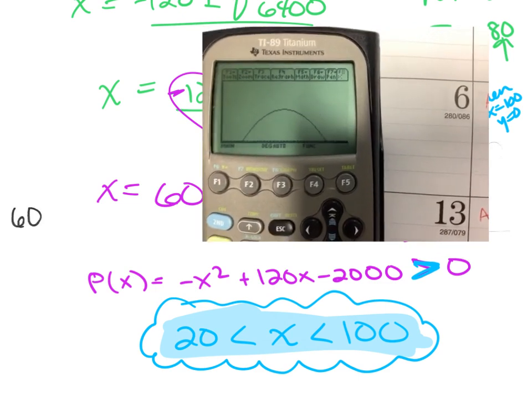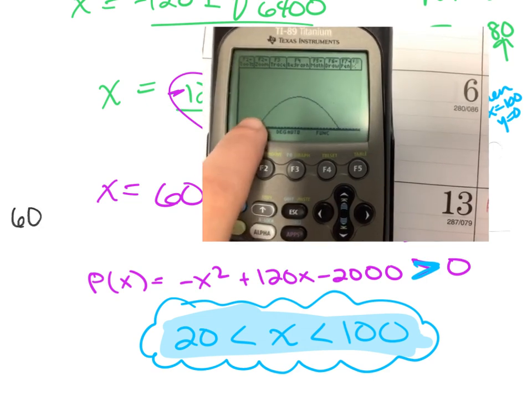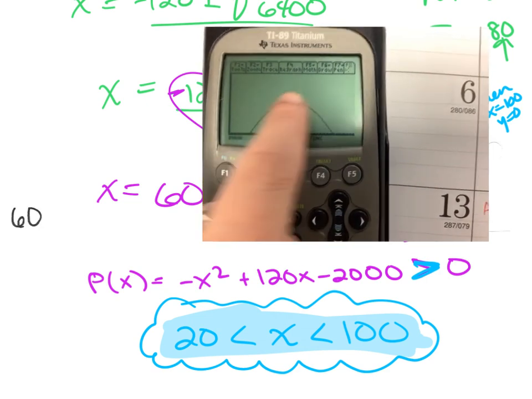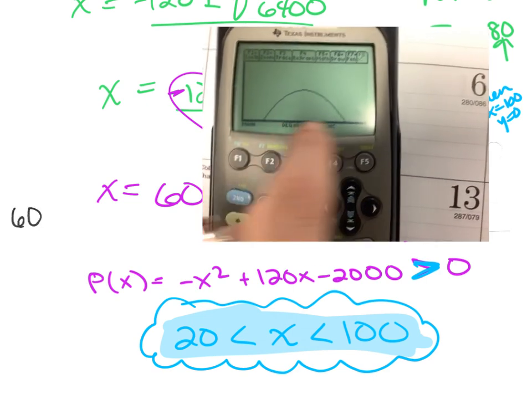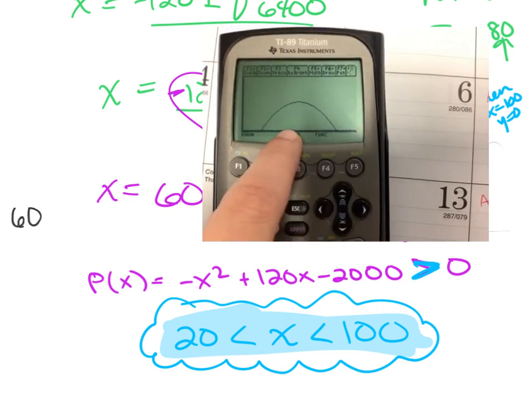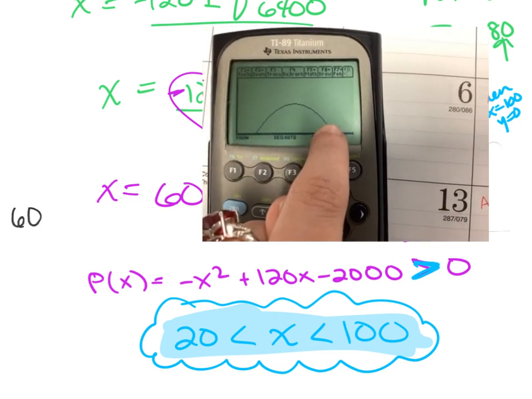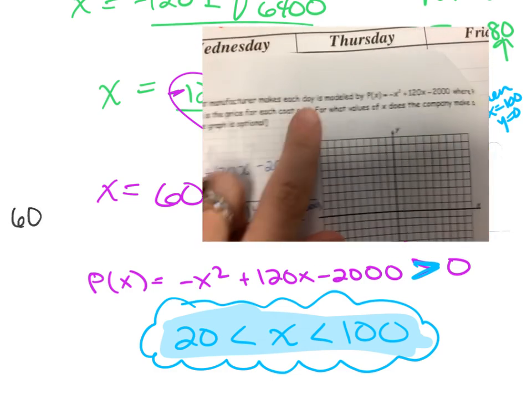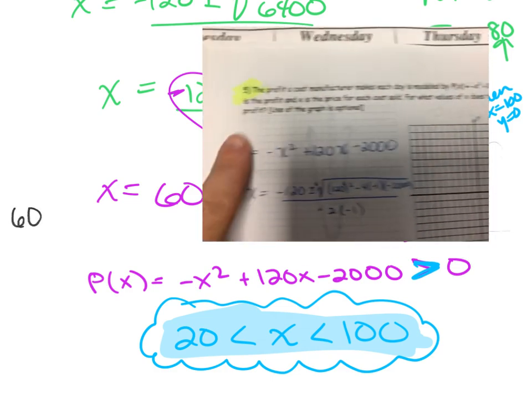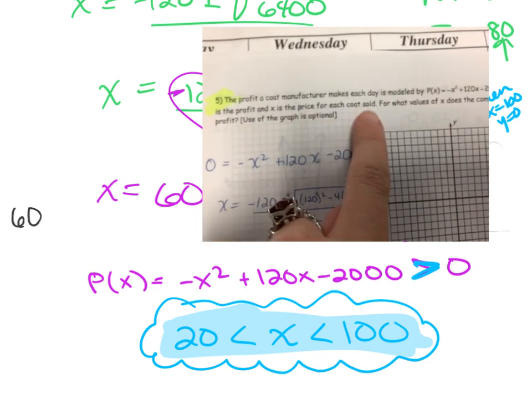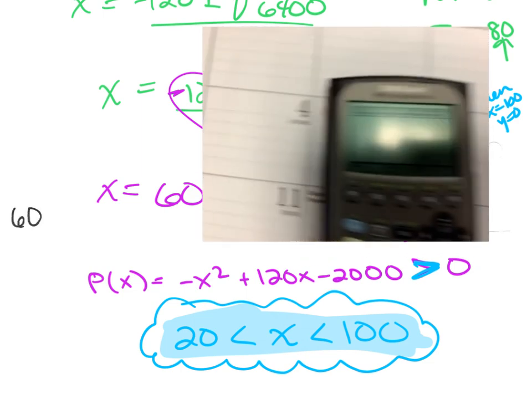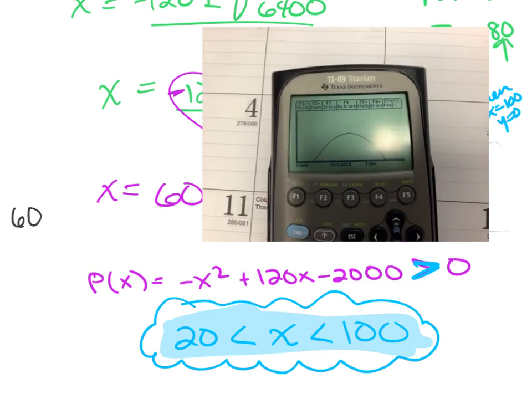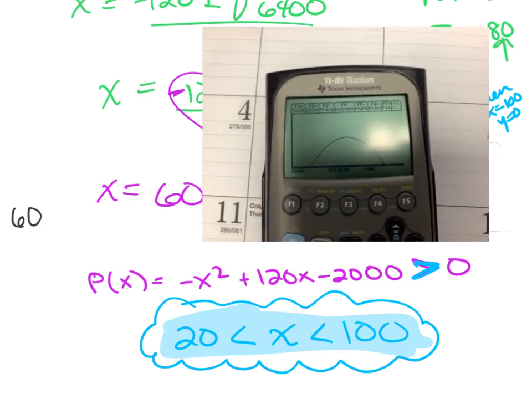And again, we can see this is where we're making a profit. So we're between 20 and 100 where we're making a profit. These are the profit sales, because, and I'm bringing this back over to my paper here, we're modeled by this equation. P is the profit and x is the price for each coat sold. So there you guys have it. We're between 20 and 100.